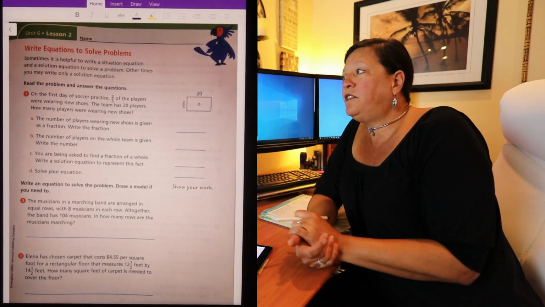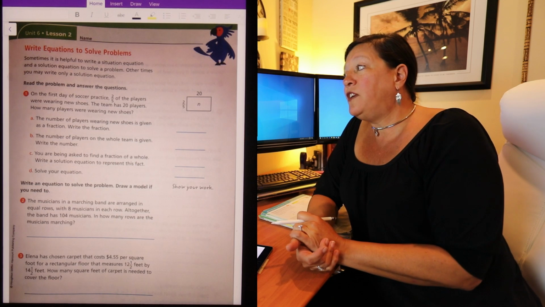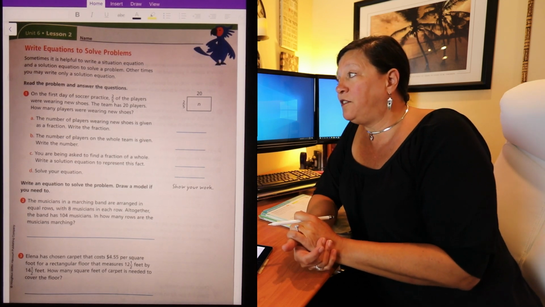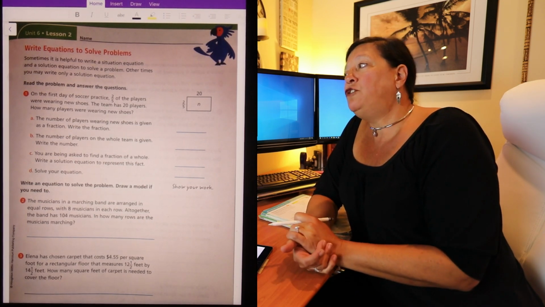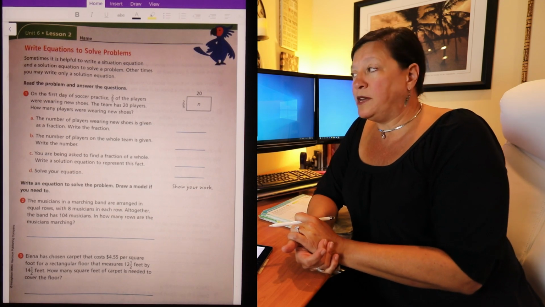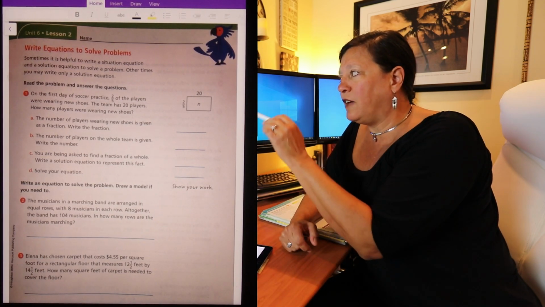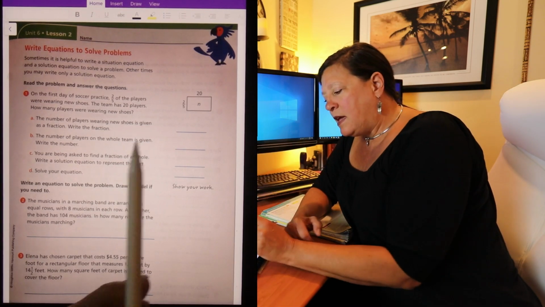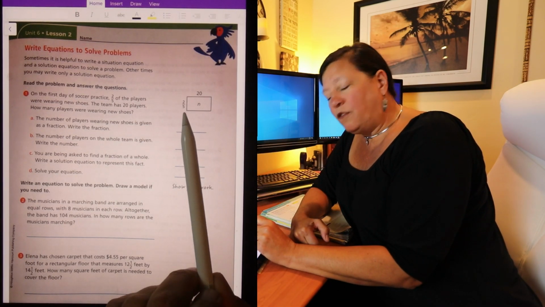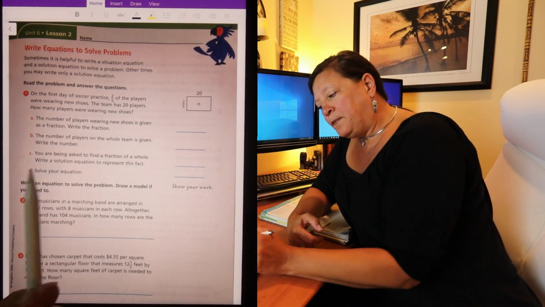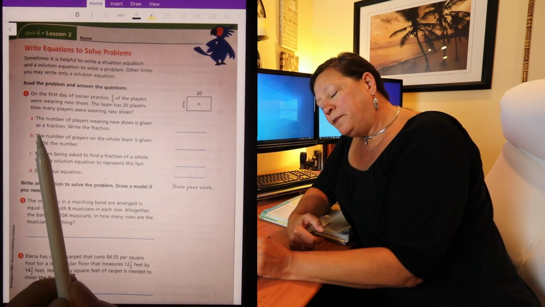Number 1: The first day of soccer practice, 2/5 of the players, there's our key word there, were wearing new shoes. The team has 20 players. How many players were wearing new shoes? So they have a nice little diagram box for us. And we have 20 players and it's 2/5 of 20. So we're going to go through this step by step.